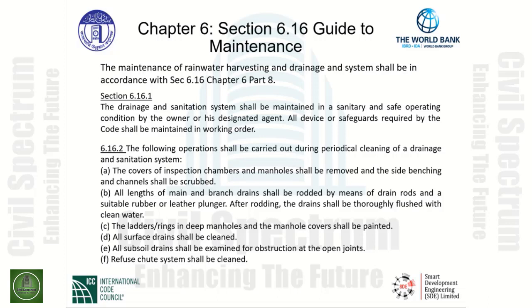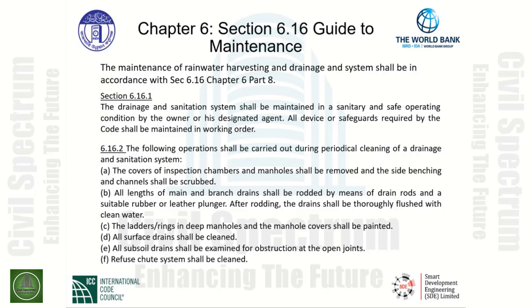In Section 6.16.1, it indicates the drainage and sanitation system shall be maintained in a sanitary and safe operating condition by the owner or his designated agent. All device or safeguards required by the code shall be maintained in working order. This particular section indicates that the owner or the designated agent of the owner is responsible for the maintenance of these systems.